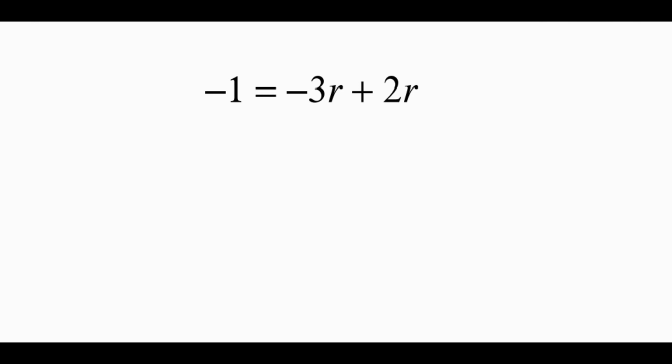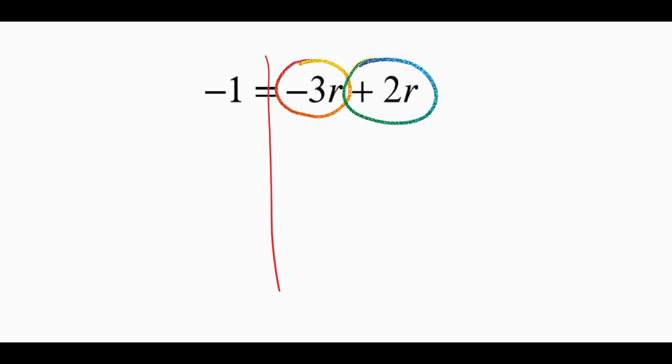Negative 1 equals negative 3r plus 2r. Draw your line down the middle. Combine your like terms that are on the same side. I have a negative 3r and a positive 2r. Different signs, so I'm going to subtract. 3 minus 2 is 1, and take the sign of the bigger number, which is negative, so this becomes negative 1r. And on the other side I have a negative 1.